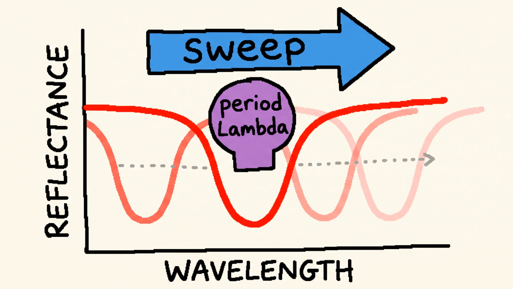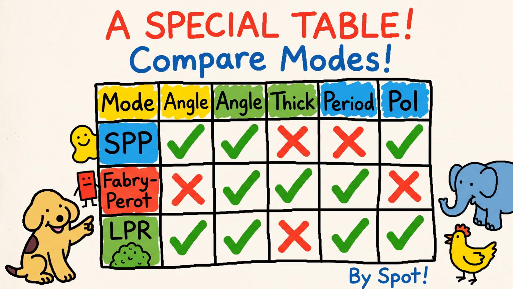There's a beautiful experimental strategy here, and it needs no exotic equipment beyond what you already have: the parameter sweep. Vary one thing at a time: period, capital lambda, feature size, film thickness, angle of incidence, and track how the resonance moves. An SPP shifts strongly with both angle and period. A Fabry-Perot mode shifts with thickness and barely cares about angle or period. A localized plasmon ignores period and angle, but moves with particle size.